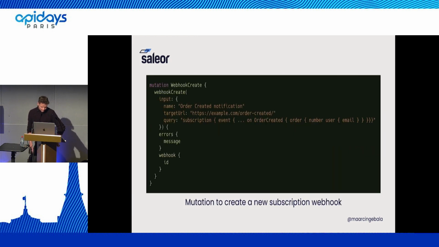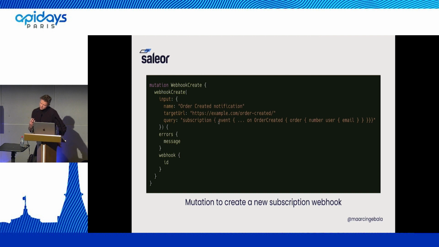Let's have a look at how we can create those new webhooks in the system. We have this mutation called webhook create, where we provide the name of the webhook. We provide some target URL, so this is where the payloads would be delivered. And inside we provide the subscription query. Don't get me wrong, we are not running subscriptions with WebSockets. We just use the subscription syntax in order to define the payload. And we just pass this payload inside this query.